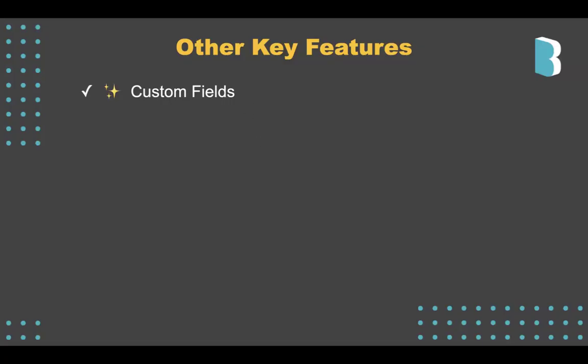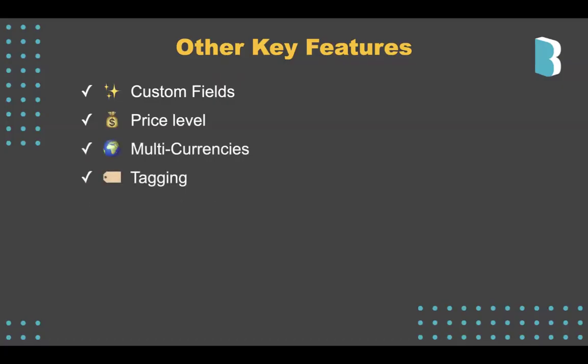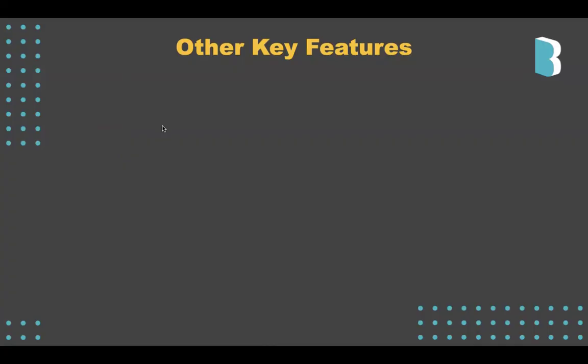All right, sure, thanks. Okay, so now another key features that we have is custom field, and also price level, multi-currency, tagging, and recurring instruction. So just a few details on these particular features that you can explore more on your own. But then I will just explain how it works and the purpose of these key features. For example, the custom field, right?